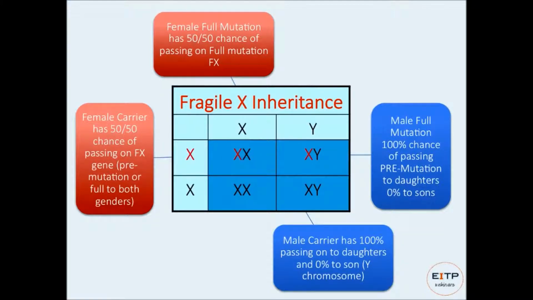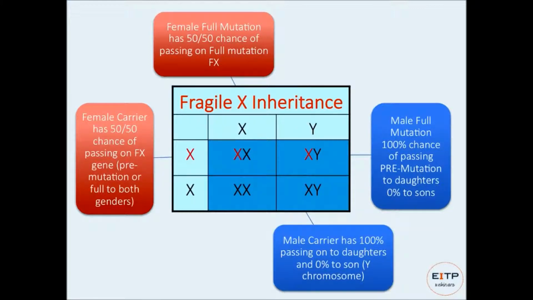So when we talk about Fragile X inheritance, every person inherits a gene from their parent, either an X or a Y from their dad, and they can only get an X from their mom. So when you see in the chart here, this is how it can happen. A female with a full mutation, meaning they have shut off that Fmr1 gene, has a 50-50 chance of passing on that full mutation to their children.